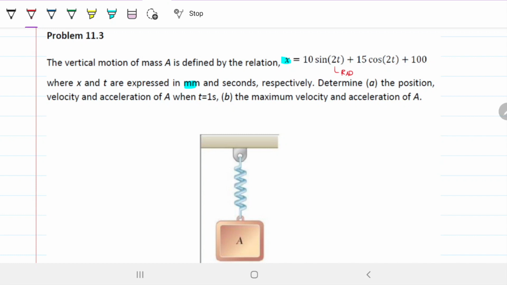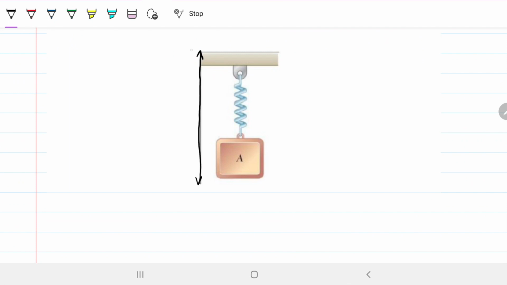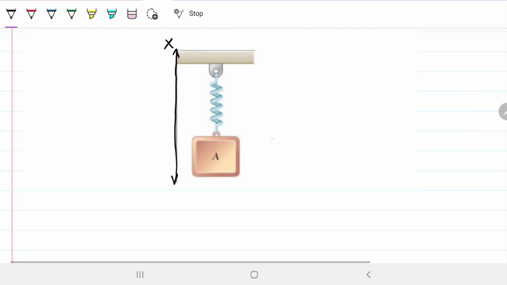acceleration of mass A. So this is a problem in which we're given an equation for the position of this guy. It's vertical position, so it's a position along this thing here, and perhaps this is our x, and perhaps when it goes downwards, that's going to be positive x, and when it goes upwards, it's going to be a negative x. We can determine that, it's up to us, but regardless, we know that it's a sine and cosine function, so it's going to be going up and down all the time.